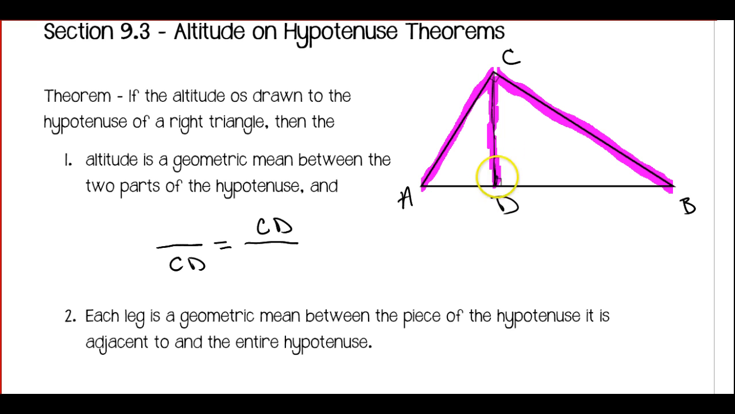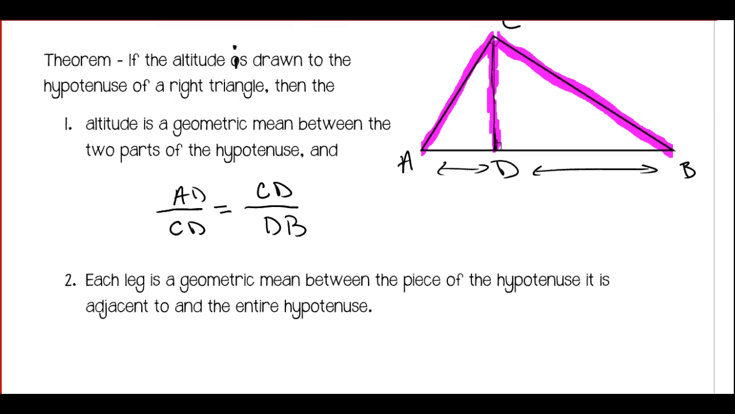So the altitude drops down and it divides the hypotenuse AB into 2 pieces, AD and DB. So in this theorem, when we talk about the parts of the hypotenuse, we're talking about the 2 parts that the altitude divides it into. So the altitude is a mean between AD, that's the part to the left, and DB. Okay? So if the altitude is drawn to the hypotenuse of a right triangle, then the altitude, CD, is a geometric mean between the 2 parts of the hypotenuse. So that's the first part.